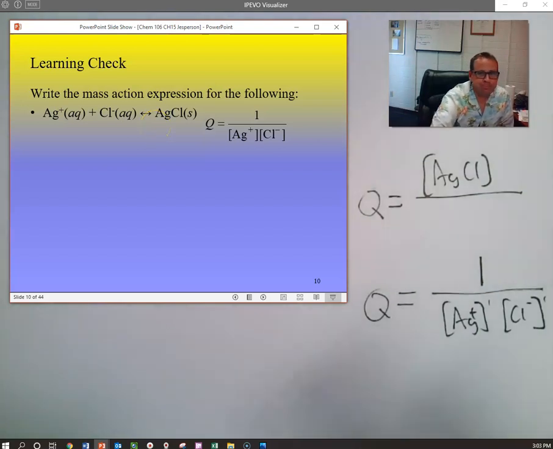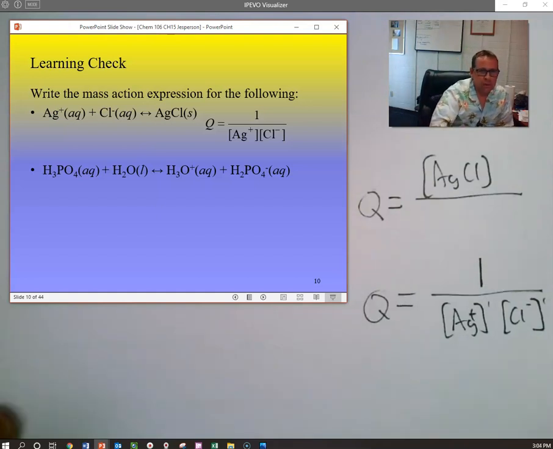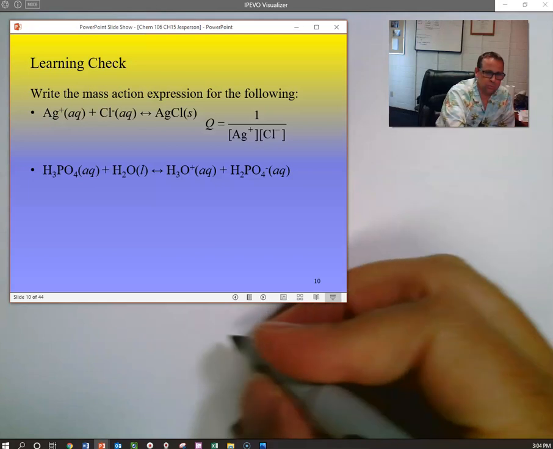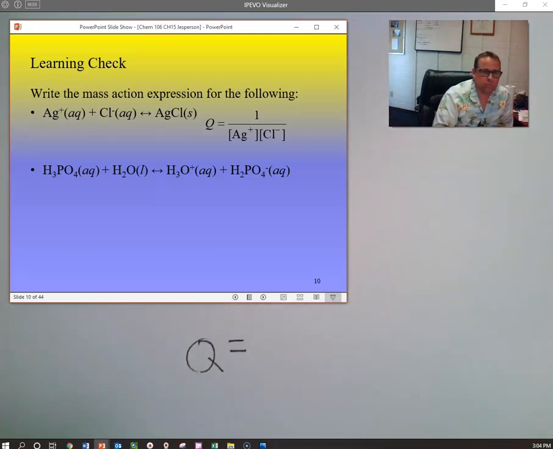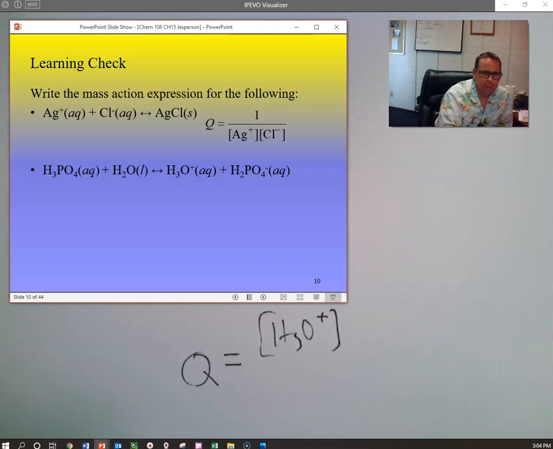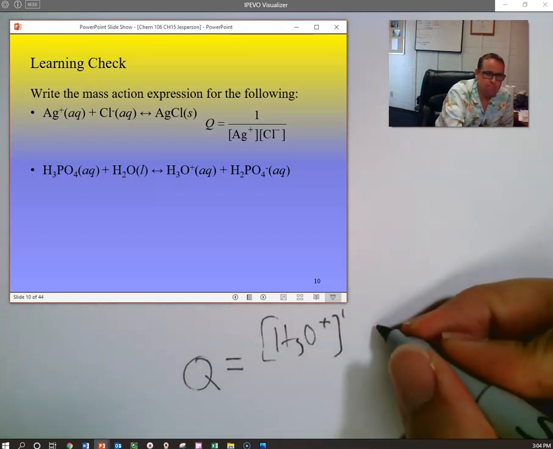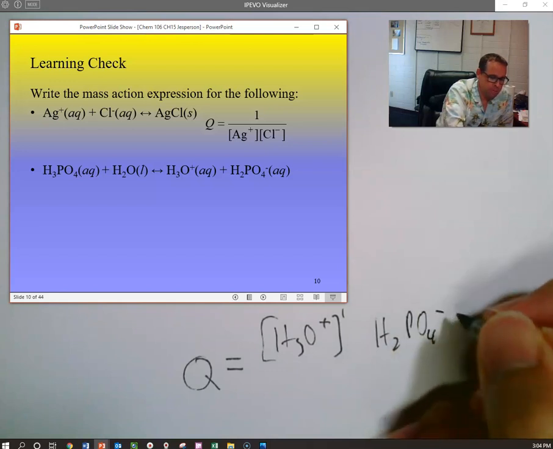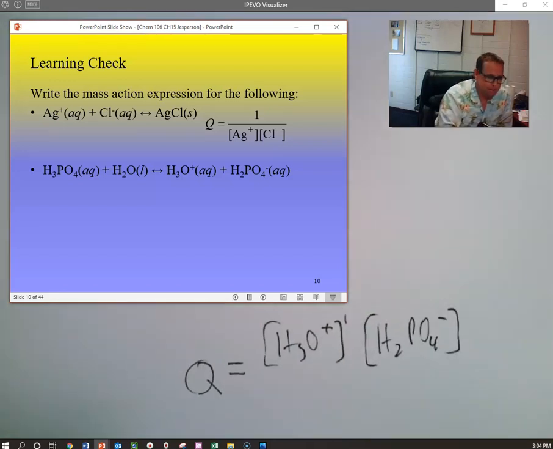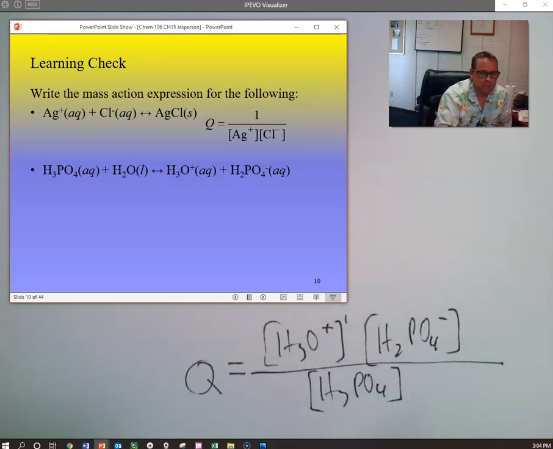Okay. If the AgCl was aqueous, would it be different? That's right. If it was liquid? That's right. So here's another one for you, Sarah. Can you give us the Q for this one? Okay, yes. Q equals concentration of H3O plus, raised to the first power, okay. And then times the concentration of H2PO4 minus, okay. And that's all over the concentration of H3PO4 plus the concentration of H2O.